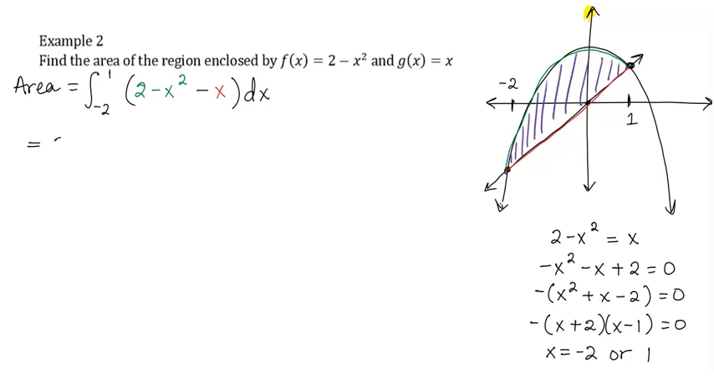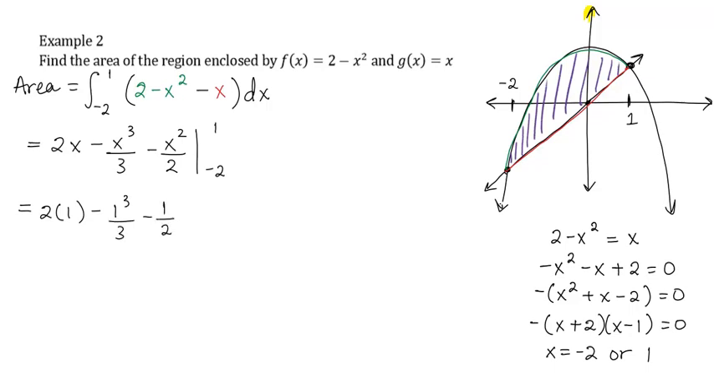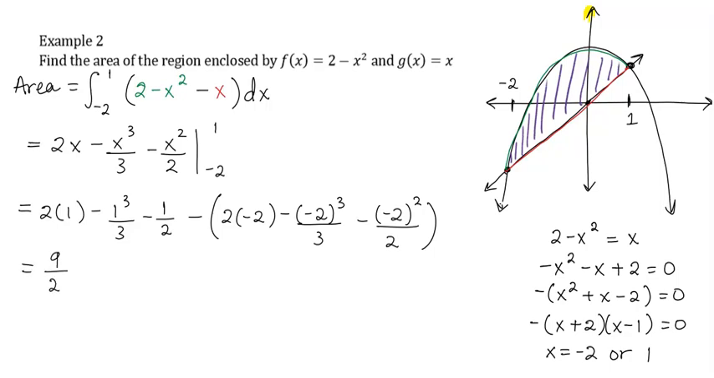So I'll integrate this using the power rule, giving us 2x minus x cubed divided by 3 minus x squared divided by 2. I increased all of my exponents by 1 and divided by my new exponents. And now I'm ready to evaluate this from -2 to 1. I'll apply the fundamental theorem of calculus and first plug in my upper limit of 1 and then subtract and plug in my lower limit of -2. And we'll simplify and evaluate this to give us a final answer of 9/2 for the area between those two curves.